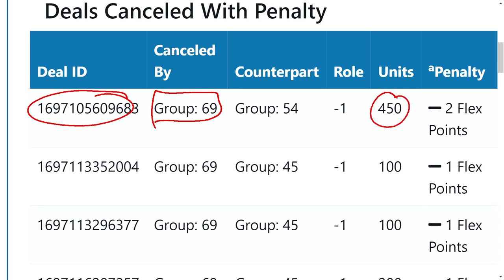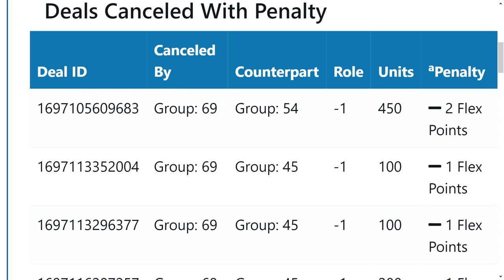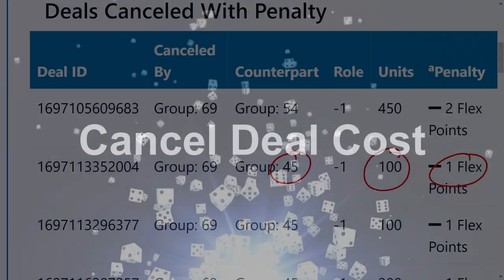It was 450 units. And so we're going to have a penalty of 2 flex points. Here we have group 45, and we have 100 units, and it's going to be 1 flex point.